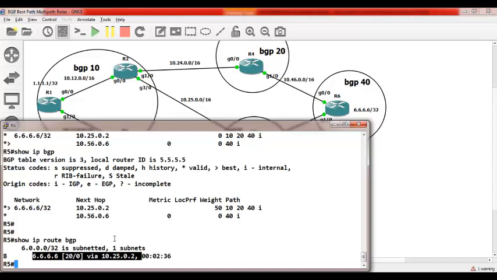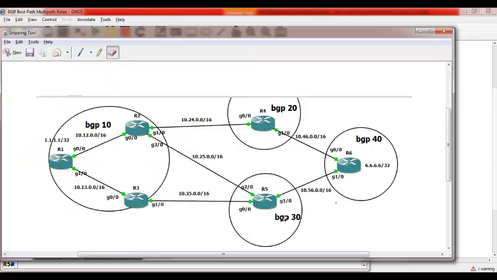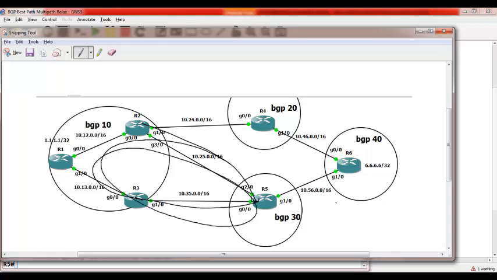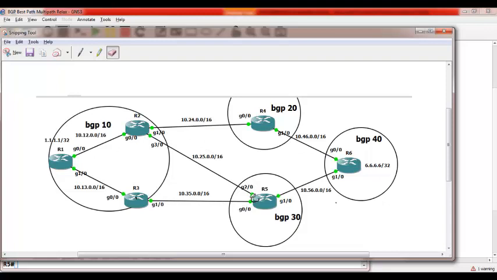If I give it to autonomous system 10, then he gave me and I gave him, a loop will occur. I cannot give. Sorry, I'll give, but he will not take. Router 3 is not taking it.